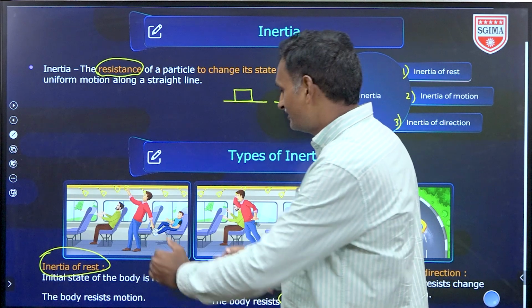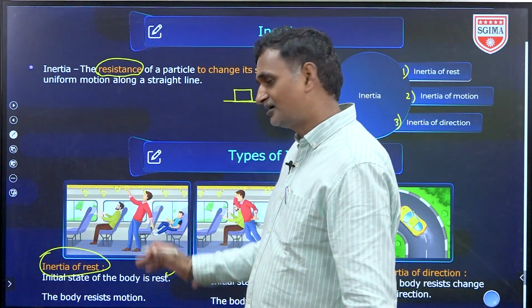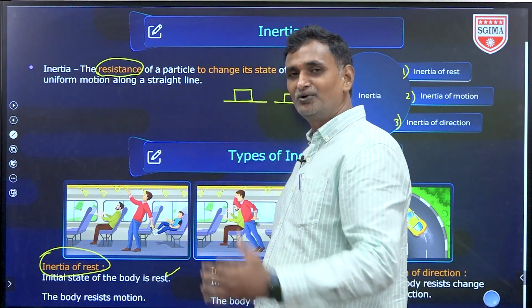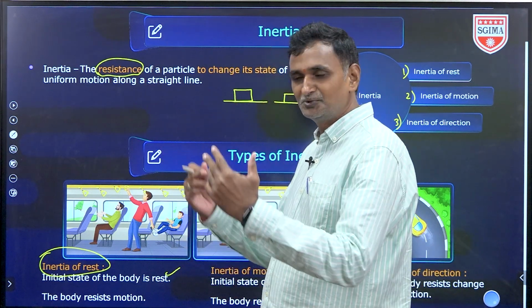So, we will take the same example. Suppose the bus has started and it is moving continuously, let us consider with uniform speed only. Okay, now the bus is moving.